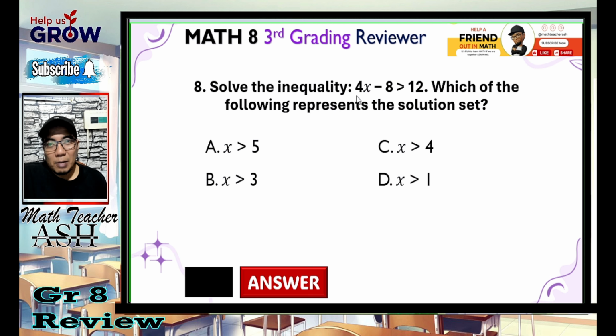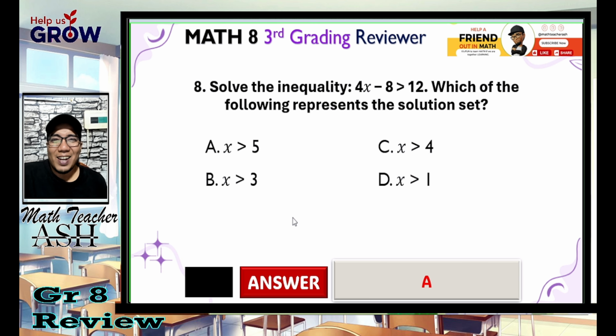So, 4x divided by 4 is greater than 20 divided by 4. So, 20 divided by 4, that would be 5, and 4x divided by 4 would be cancelled with each other, remaining your x isolated. So therefore, the correct answer for this problem is letter A. Alright, let's check whether we are correct.